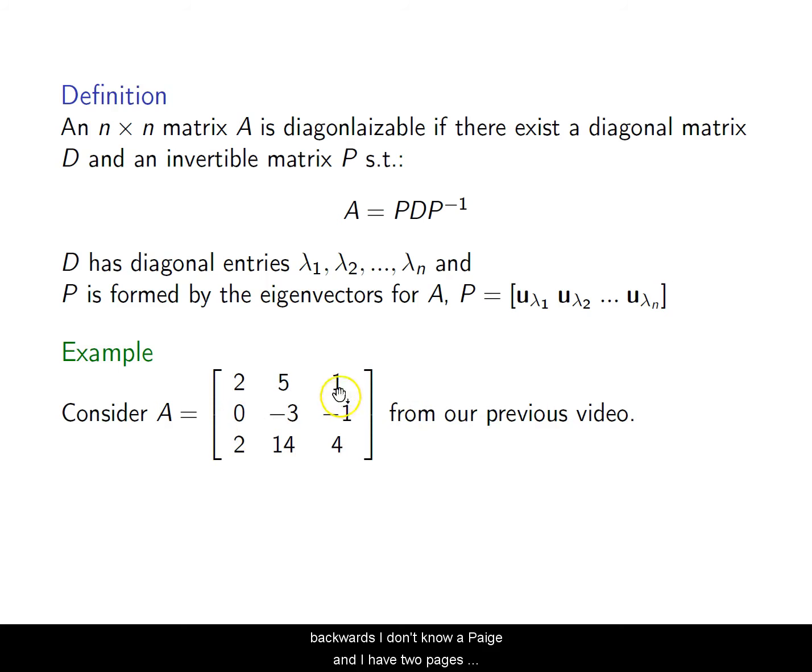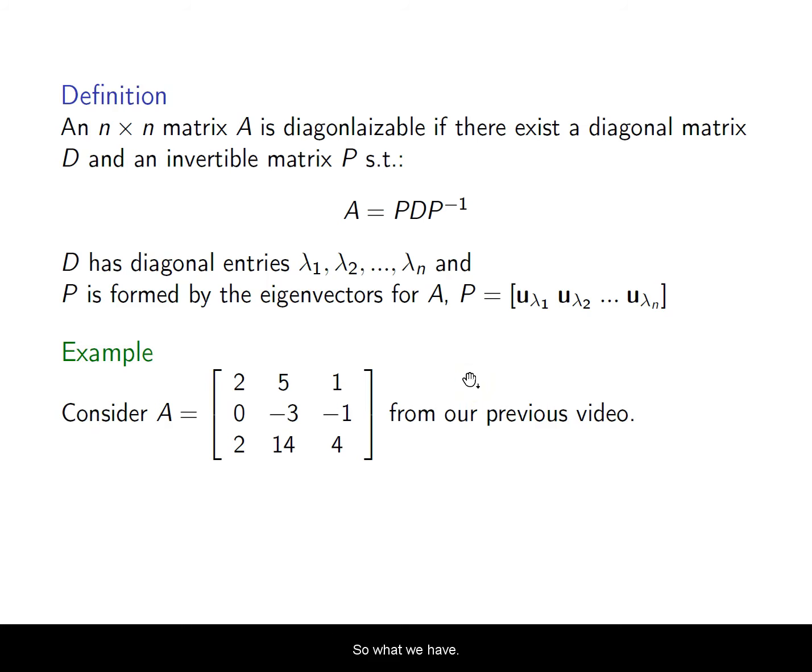I'll give you a second. You can go backwards a page and a half, two pages, depending on how much you write in your notebook. You should see the eigenvalues and the eigenvectors for this matrix. We'll summarize that now, but we did do this as our example in the previous video.